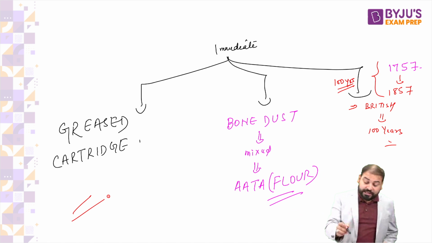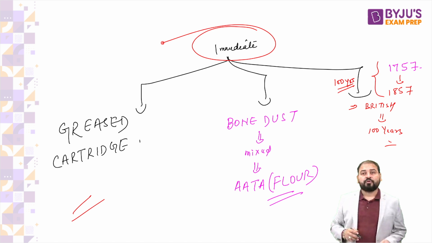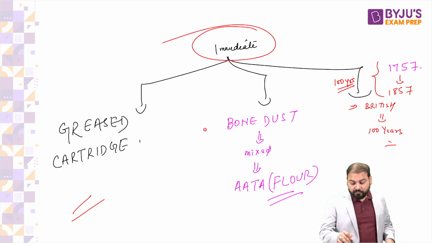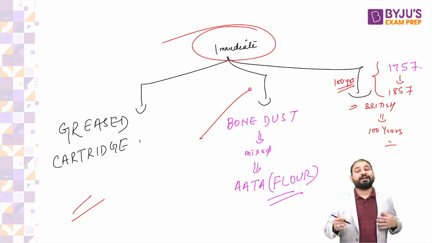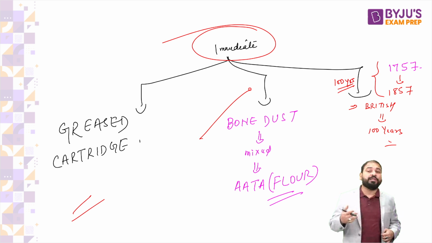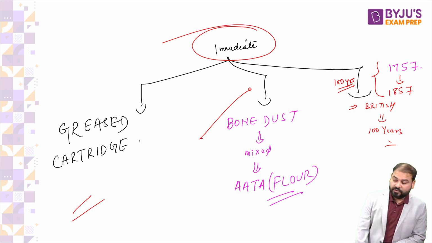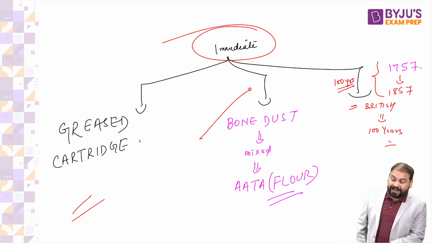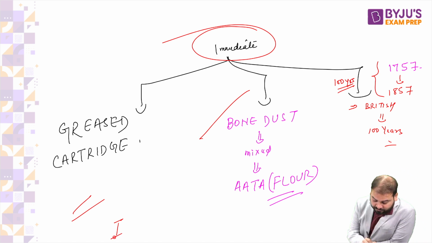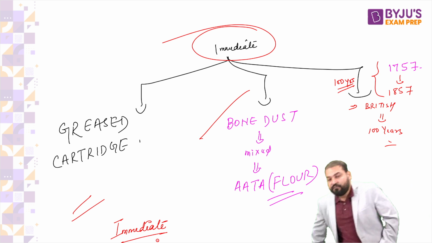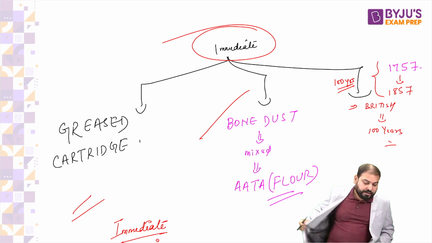So there were three rumors that had started to circulate. One was grease cartridge, bone dust, and the rumor that the British were here for only 100 years. These three rumors made it worse for the British, and at this moment, this became the immediate cause of the 1857 revolt. They were rumors.